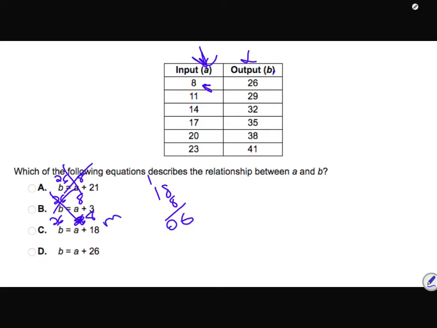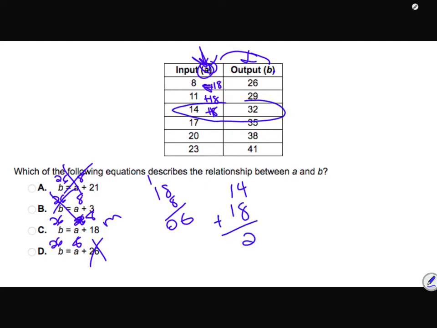And this one says B equals A plus 26. So let's see, is 26 equal to 8 plus, no, that one doesn't work. Before I pick it, I'm just going to double check. It's saying my rule is whatever A is, I have to add 18, and then I will get my B. So let's try this one. Is 14 plus 18 32? It is. So that one continuously works. So my answer there is C.